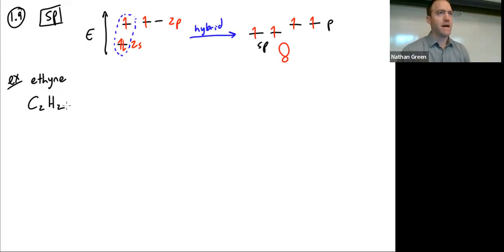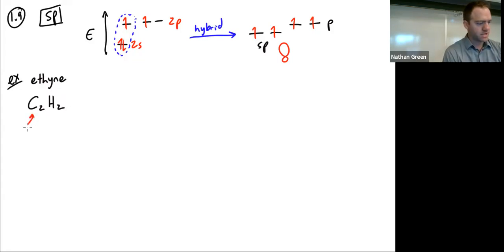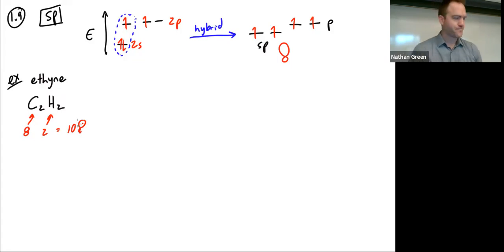Just like you guys all mastered on this quiz, the first thing I want to do if I'm going to draw this structure is count out the valence electrons. How many come in from carbons total? 8. How many come in from hydrogens total? 2. 8 plus 2 is 10. So I have 10 electrons that I can play with here to try and build this thing out.